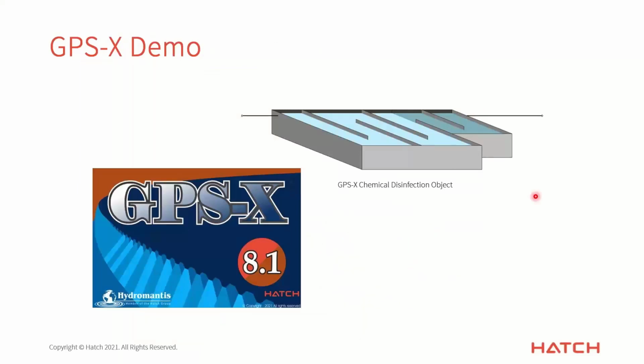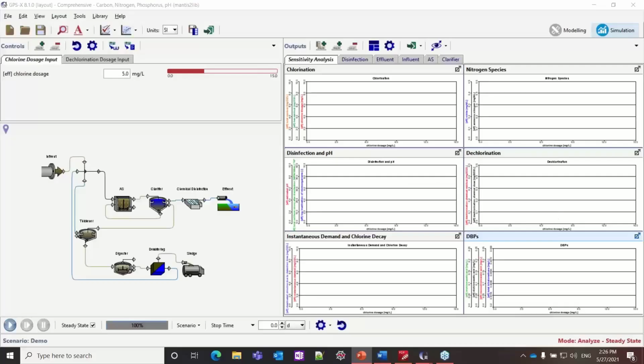All right, so that's basically all I had for explaining the model. Now I'm just going to hop over to GPS-X really quickly and show you the chlorination model in a bit more detail and run a quick demo. So here we have the GPS-X layout. This is actually the same layout that I showed on the first slide, with this chemical disinfection object.